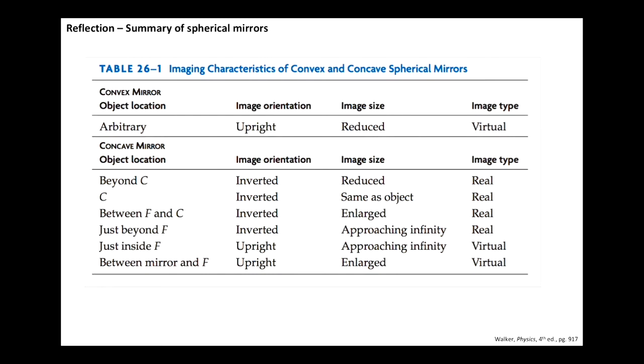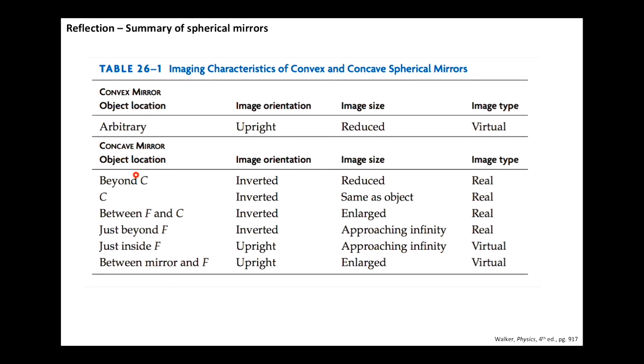So, spherical mirrors, what do you get? Notice, for convex there at the top, there's only one case, meaning I can put the object anywhere, and these three things are true. It's always virtual, smaller, and upright. So the convex is the easy one to remember what's going to happen.